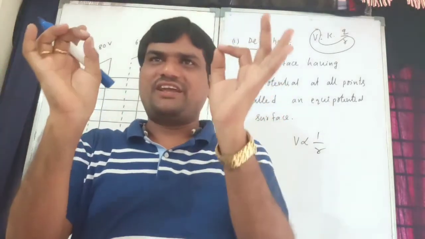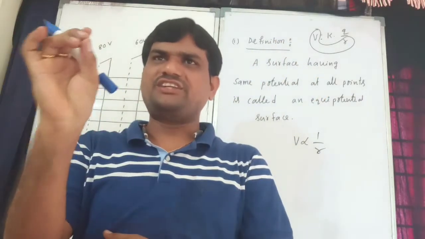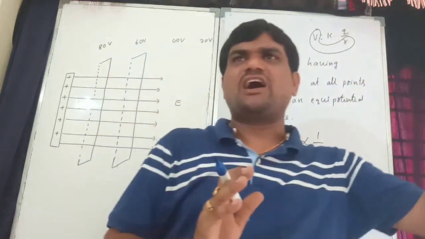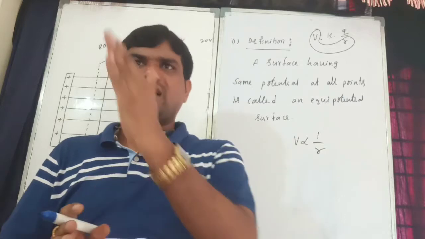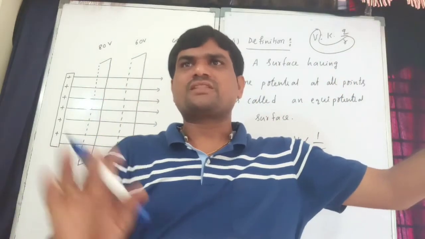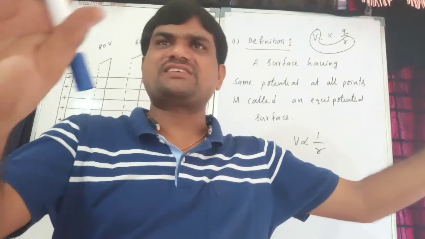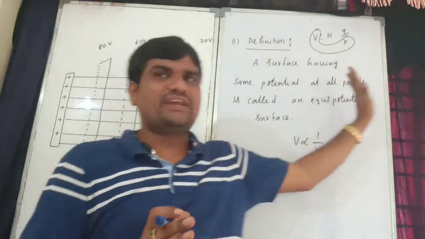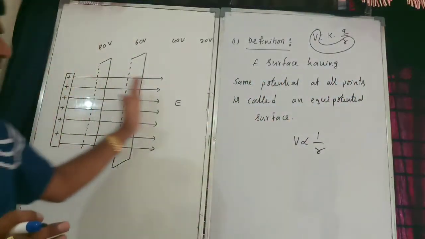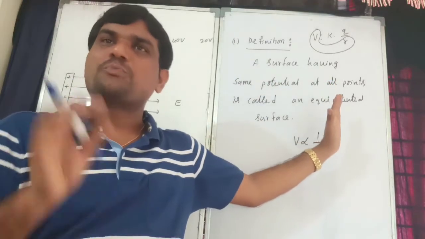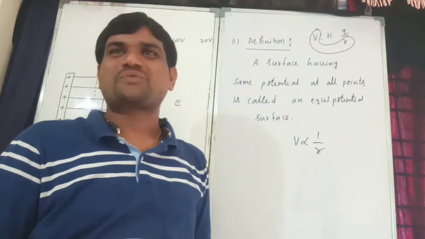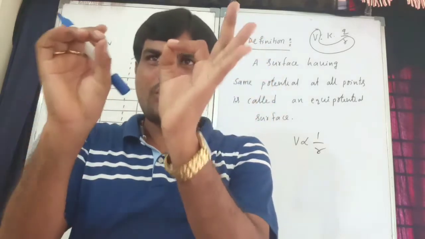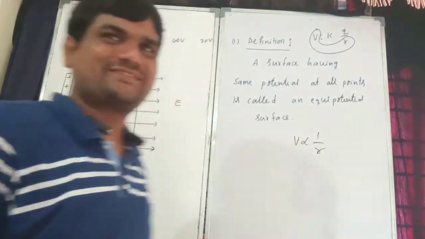As the distance increases, the potential should decrease. That is an important point. Remember, along the direction of electric field, as the length increases, the potential should decrease. That is the relation between electric field and potential.